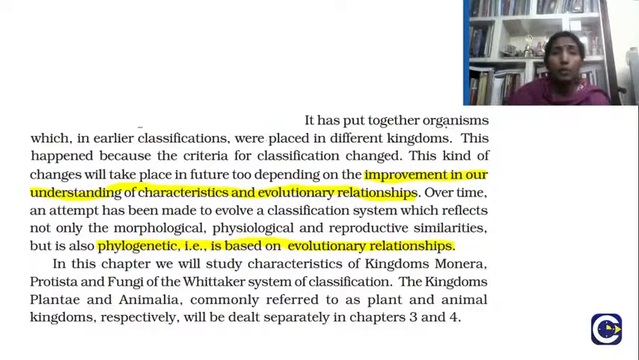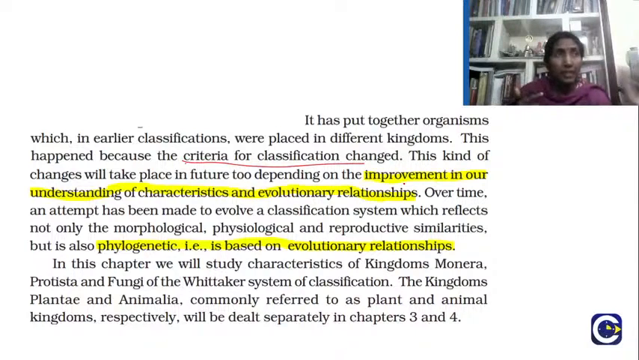So it has put together the organisms which in earlier classification they were placed in different kingdoms. So this is what, because ஏன் இந்த மாதிரி மாற்றம் வருதுன்னா, because the criteria for classification has changed. The criteria for classification has changed because these changes will take place in future too, depending on the improvement in our understanding of characteristics and evolutionary relationship. So இந்த மாதிரி ஒரு மாற்றம் நம்மளுக்கு வரும்பொழுது தான் அடுத்து நம்மளுக்கு in future புரிதல் வரும்.